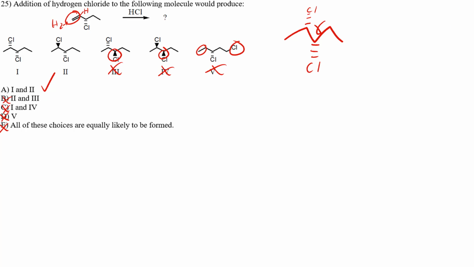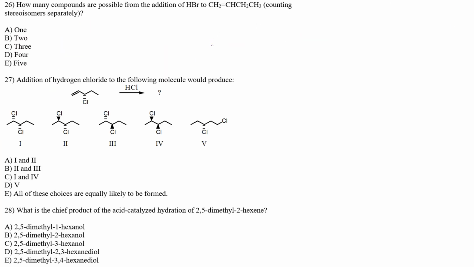How many compounds are possible from the addition of HBr to this guy? Okay, so we have CH2, CH3. So let's see, that's a carbon with 2 hydrogens. That's a carbon with 1 hydrogen, CH2, CH3. Okay.